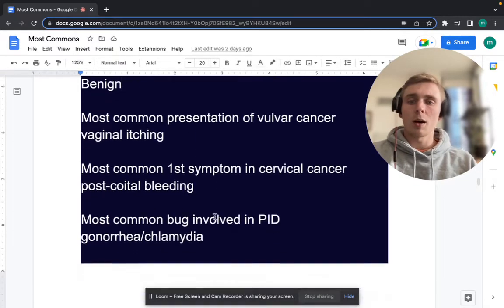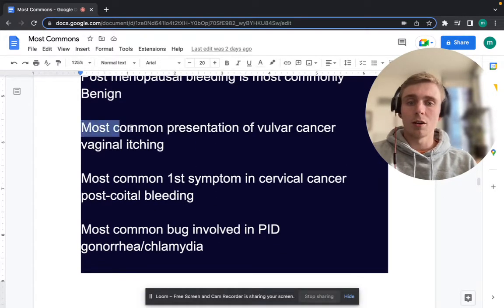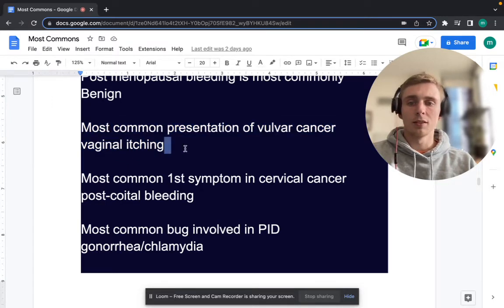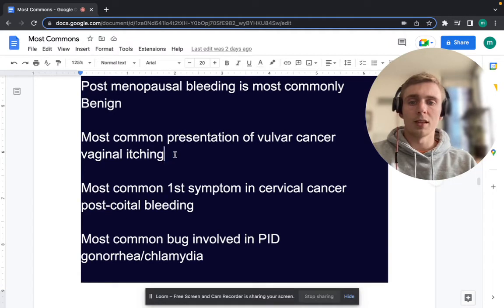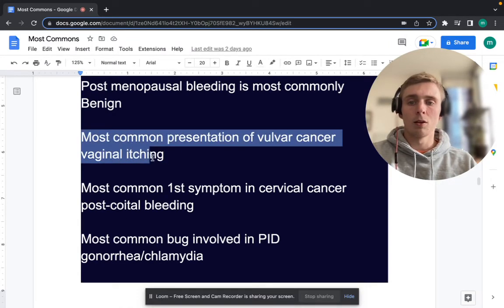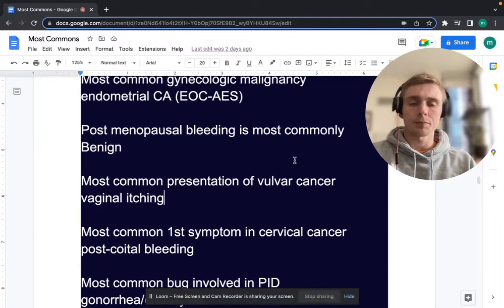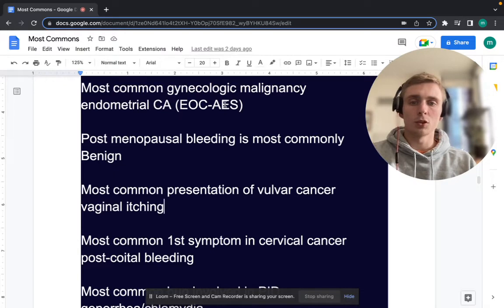What is the most common presentation of vulvar cancer? Most common presentation of vulvar cancer is vaginal itching. So if their chief complaint is a postmenopausal female with vaginal itching, you definitely want to be thinking of vulvar cancer. And vulvar cancer, the most common is squamous cell.